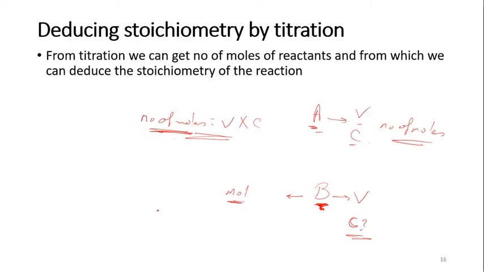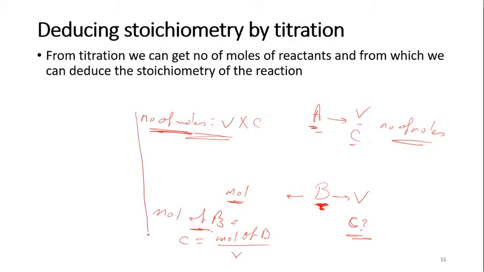So in here, I use the number of moles of B, which I already know, to find out the concentration, which is C. So in that case, C would be equal to moles of B divided by the volume of B.